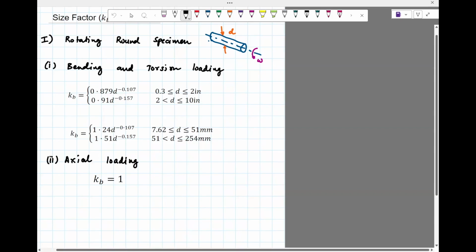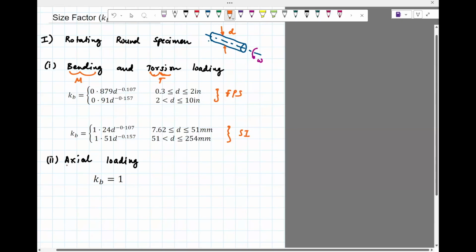So if D is the diameter, then depending on the loading, if you identify the loading to be bending or torsion, bending would be M, and think of torsion as T, then you would use these factors. You'll only use the diameter. Again, this is FPS because this is in inches and this is in mm, so it is SI. So depending on the dimensions you have, you could use KB in FPS or KB in SI.